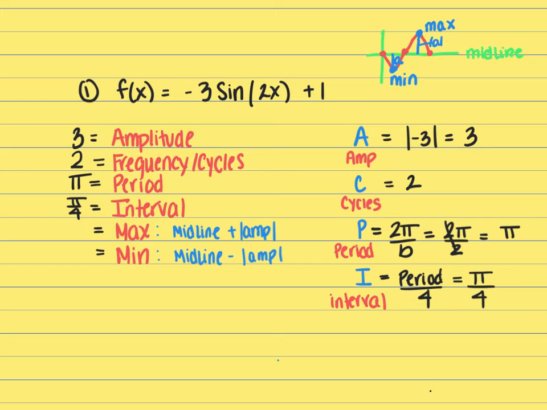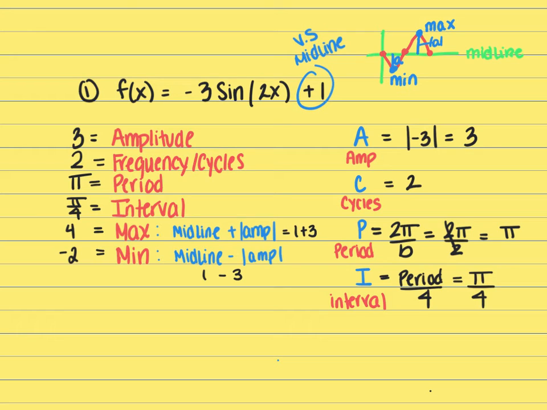So in this case, the midline we know is our vertical shift, right? So this is our midline, aka our vertical shift. So in this first problem, we're going to take the midline, which is 1, and add the absolute value of the amplitude, and the amplitude is 3. So 1 plus 3 gives me 4. The midline, 1, minus the amplitude of 3, will give me a negative 2 for my minimum.